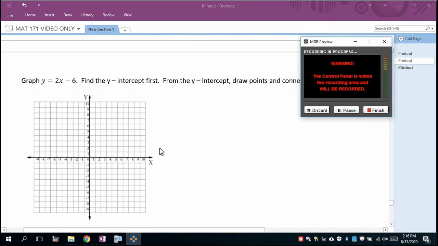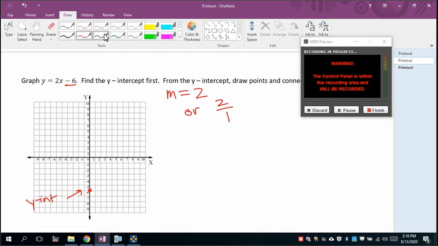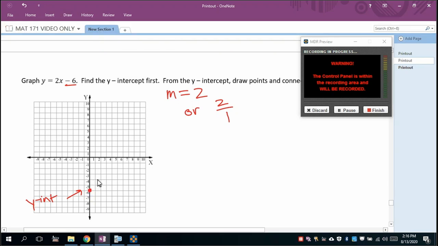So if I wanted to graph y equals 2x minus 6, now from the y-intercept, so this negative 6 is the y-intercept. Now, in a minute, we're going to be able to determine the x-intercept. Now, the slope is 2, but what we could do is just call it 2 over 1, or up 2 and over 1. So if we go up 2 and over 1, all we really need are 2 points. Up 2 and over 1, up 2 and over 1. I like to just drive the point home.